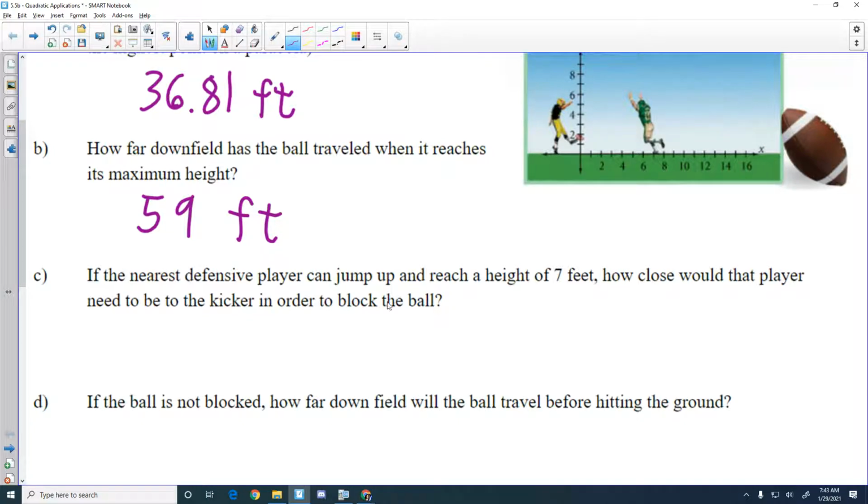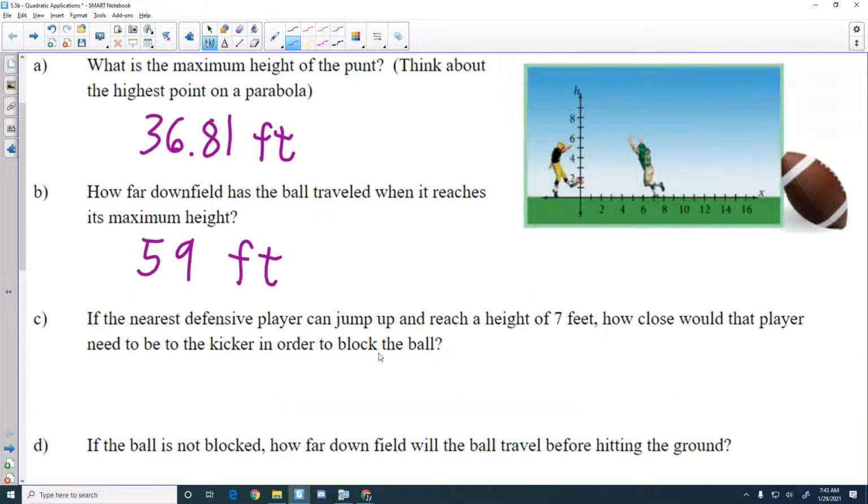Okay, so the nearest defensive player, so that's the person trying to stop this guy from kicking the ball. So that player can jump up really high and reach a height of 7 feet, right? So he's trying to block the ball. He's going to jump up in the air, and he can get a total of 7 feet high, like with his hand, to try to knock that ball out of the air. So how close would that player need to be in order to block the ball?